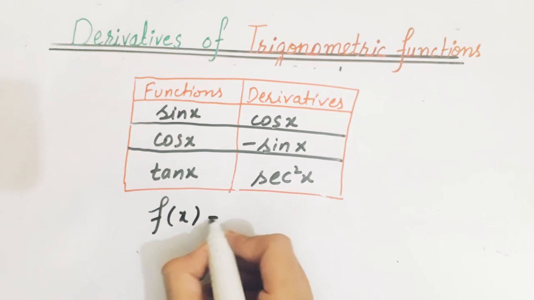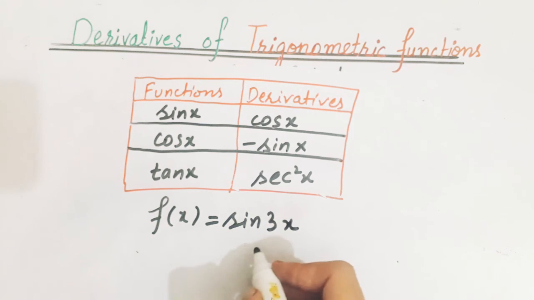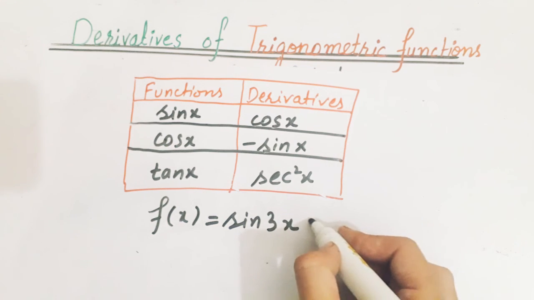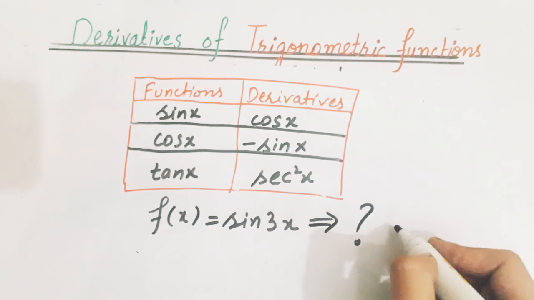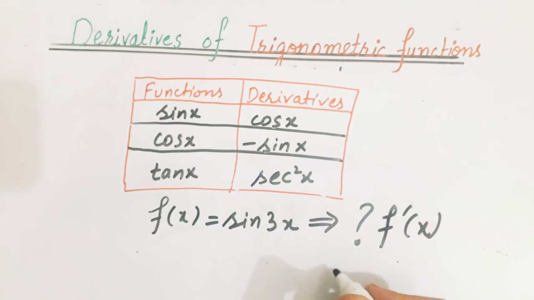Here is a bonus question. F of x equals sin 3x. Now you have to find the derivative of this and tell us in the comment section.